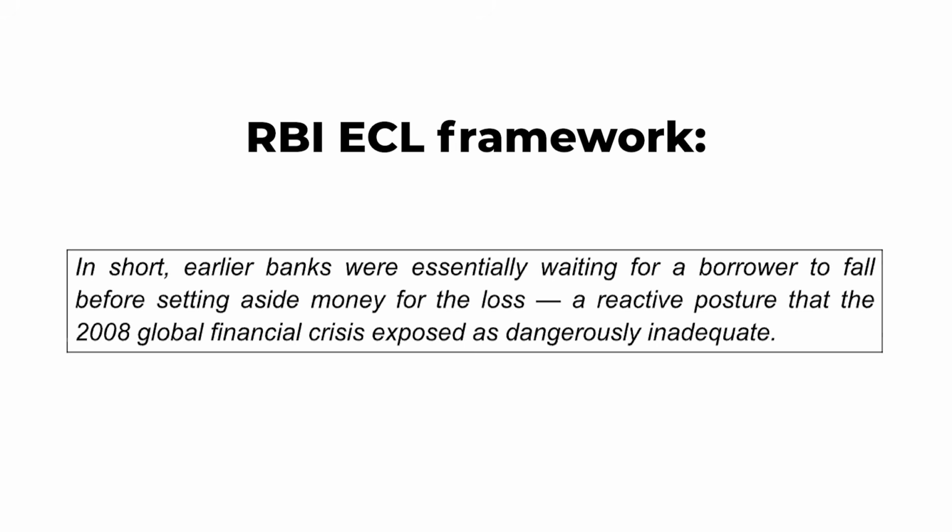In short, earlier banks were essentially waiting for a borrower to default before setting aside money for the loss. That is, unless it is categorized as substandard, we don't do anything. It was a reactive posture that the 2008 global financial crisis exposed as dangerously inadequate for the provisions that the lenders will be making. That is why the ECL framework is now designed to be on 3 pillars.